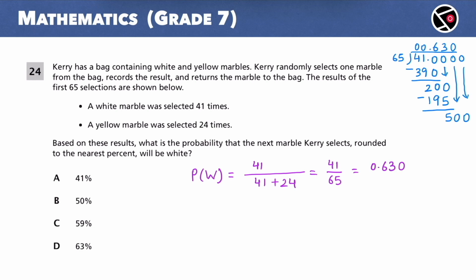To convert this to a percentage, the simplest way is to multiply and divide this number by 100. 0.63 multiplied by 100 gives me 63.0. We still have 1 by 100 remaining. Remember, 1 by 100 is equal to percent. So our answer is 63%. D is the correct choice.